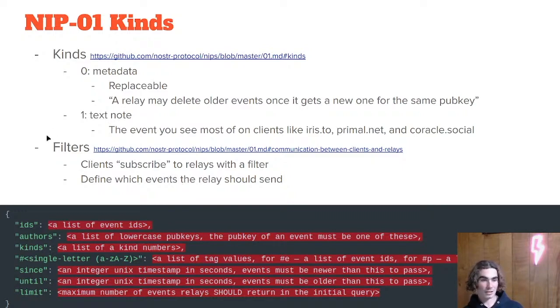Kind 1 are text notes. This is what you see most of when you go around Nostr, especially in the main Twitter-clone clients like Iris and Primal. And the final thing from NIP-1 that we're going to go over are filters.